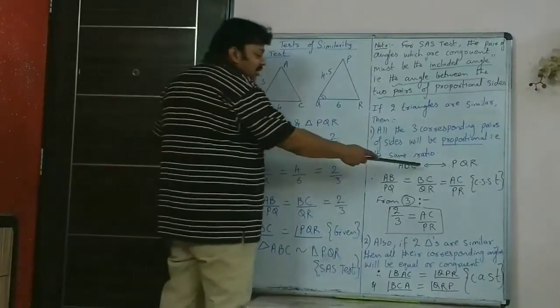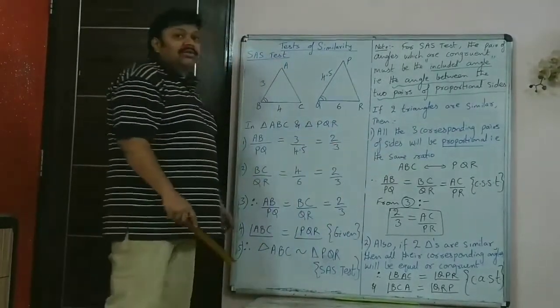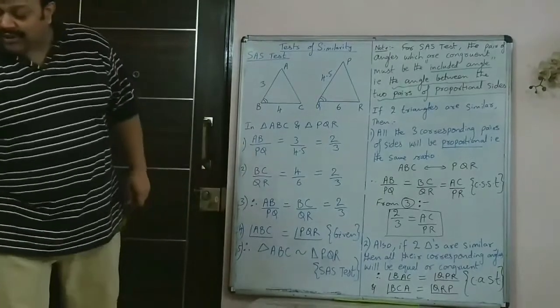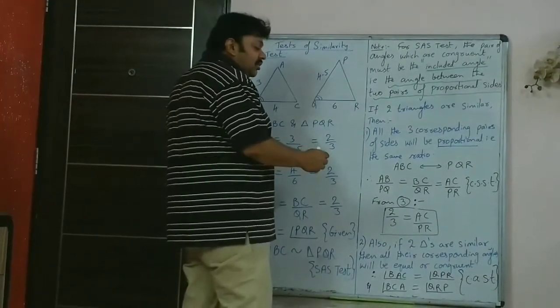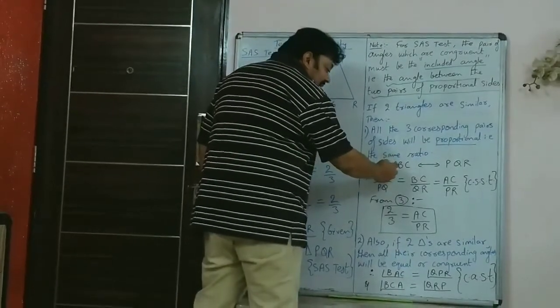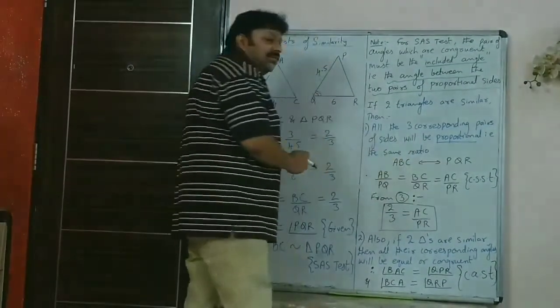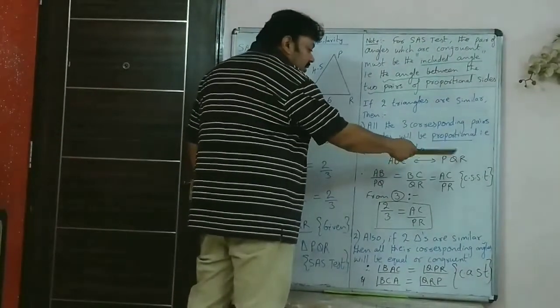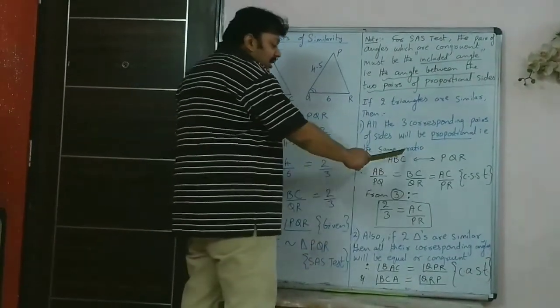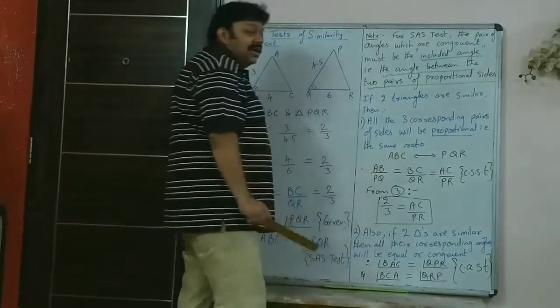Now this sign means one-to-one correspondence. The meaning of that symbol is that there is a one-to-one correspondence. That means angle A is equal to angle P, angle B is equal to angle Q, and angle C is equal to angle R.